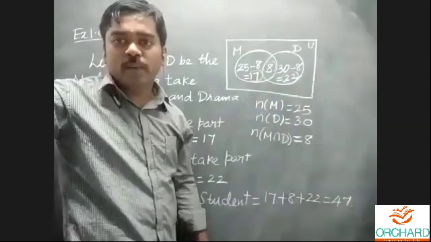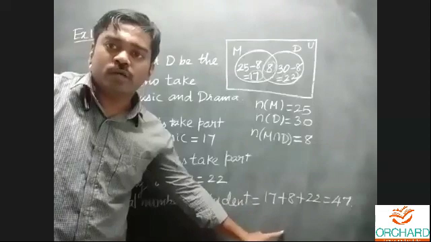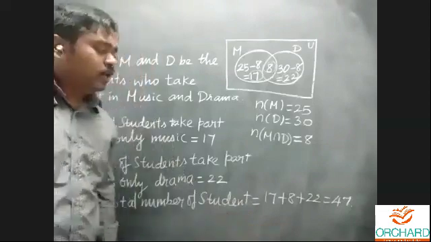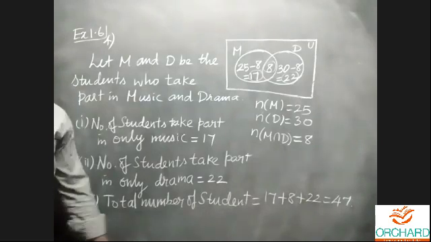Okay, both drama and music. Now we add, and you get the answer: 47. In total, 47 is the total number of students in the class. You can copy this problem.